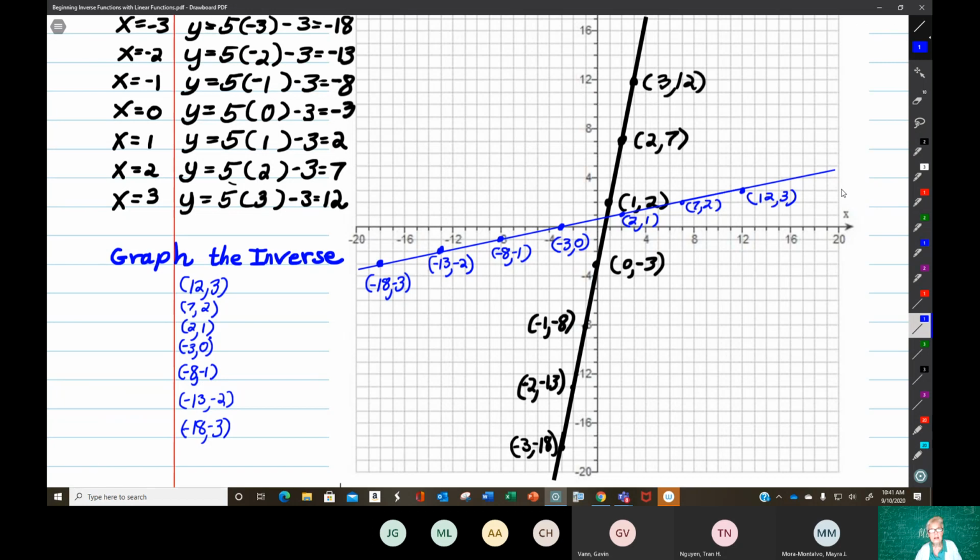These, ladies and gentlemen, are the graphs of two inverse functions. Now, inverses are important because they undo each other. Like addition and subtraction are inverse operations. Multiplication and division are inverse operations. Because they undo each other, they help you get back to where you started.